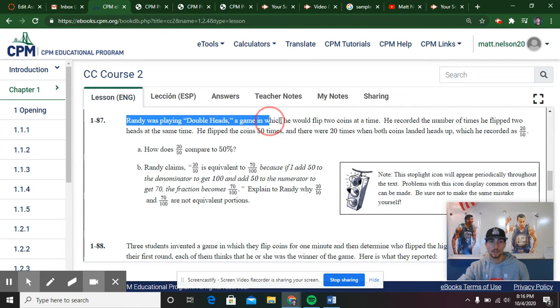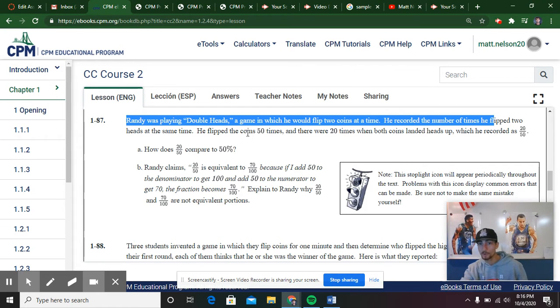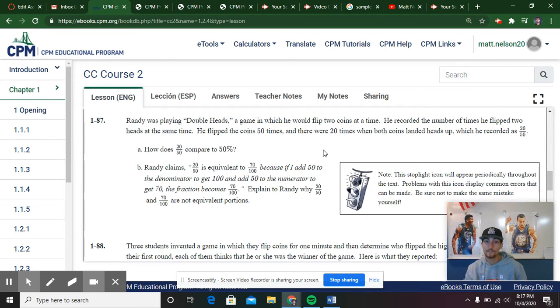Next, we're looking at Randy, who's playing double heads, a game in which he could flip 2 coins at a time. He recorded the number of times he flipped two heads at the same time. He flipped the coin 50 times, and there were 20 times when both coins landed heads up. He recorded his data as 20 over 50. How does 20 over 50 compare to 50%? So again, we're comparing it to 50%, but this time we have 20 over 50.